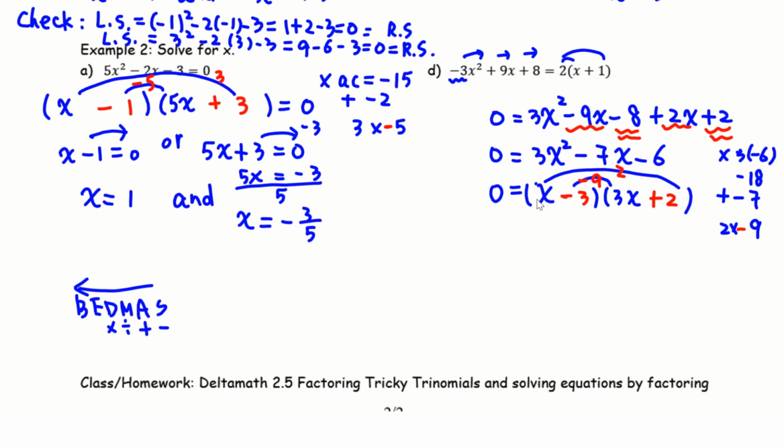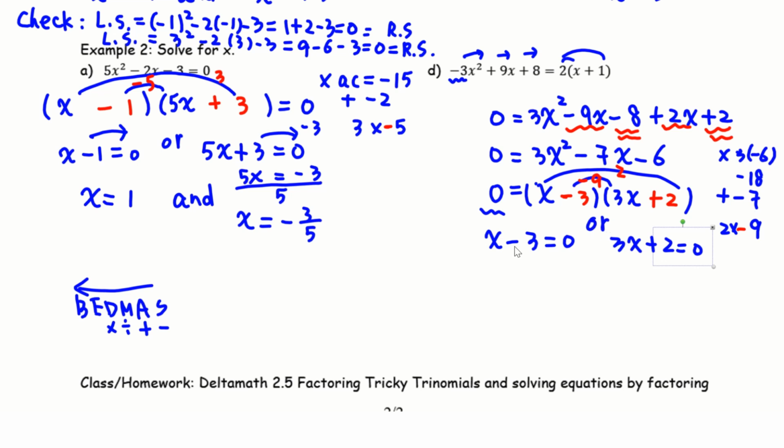Then double check. X times 3x is 3x squared. Negative 3 times 2 is negative 6. And then cross, negative 9x plus 2x gives you negative 7x. It works. Then each bracket equals 0. X minus 3 equals 0 to solve for the zeros. So that is the reason only when one side is 0 we can let each bracket equal 0. Otherwise we are not able to solve.